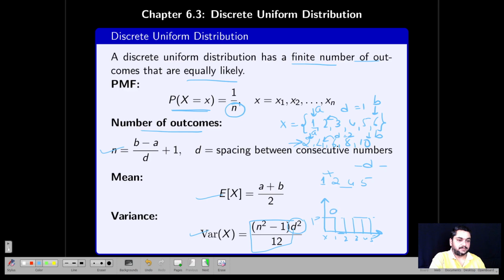Now, this is A, this is B. How will you find the average? It is (A plus B) by 2. That's what you have got. Similarly, using the expected value, you calculate the variance.